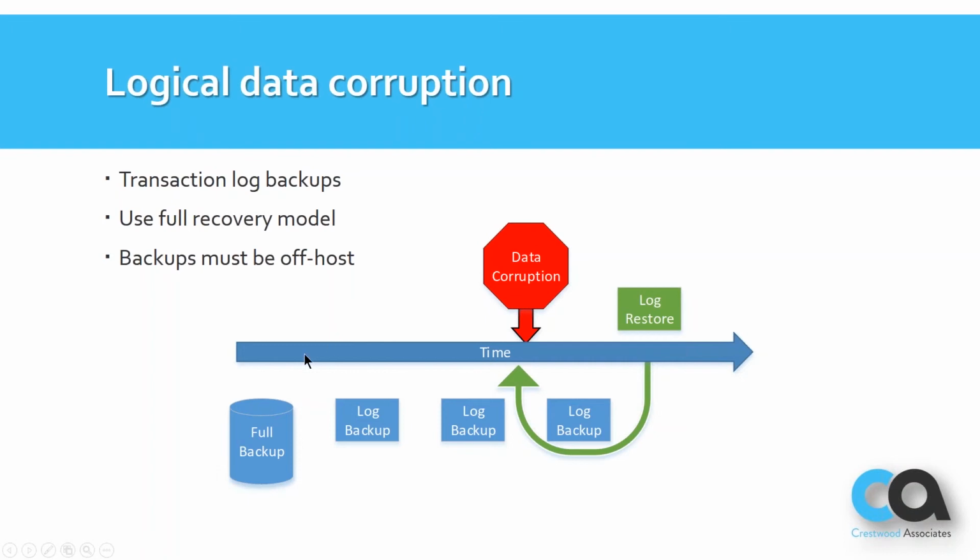So for example here, we have a full backup taken, say at night, and then we have our first morning log backup, and then maybe our late morning log backup, and then right around noon, a data corruption event occurs.